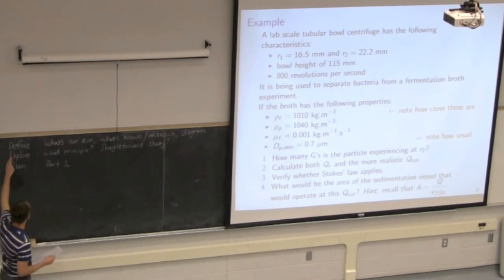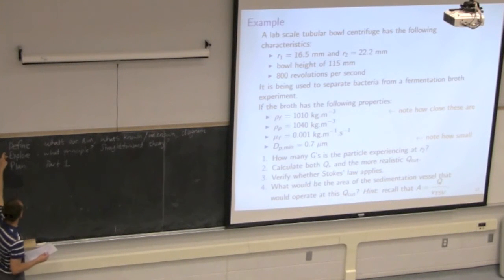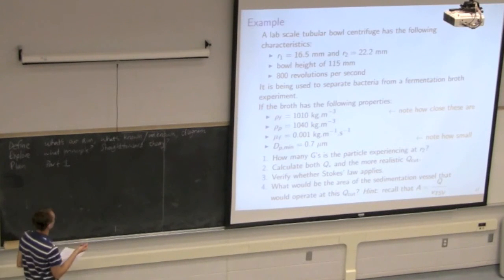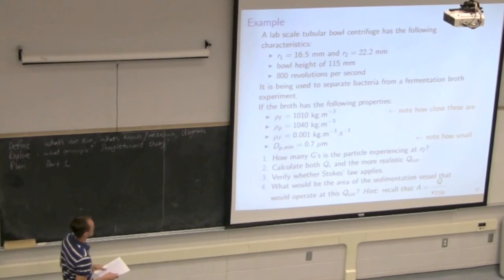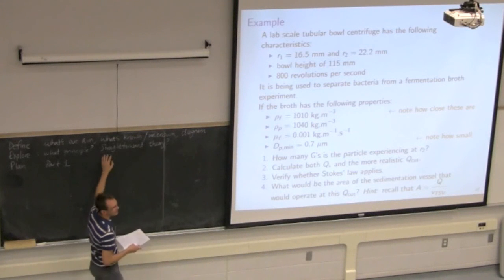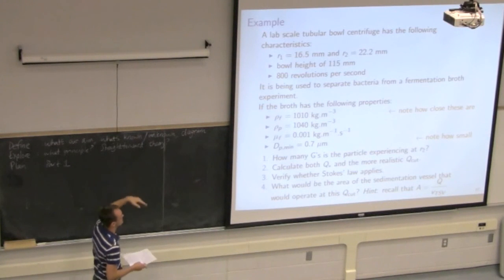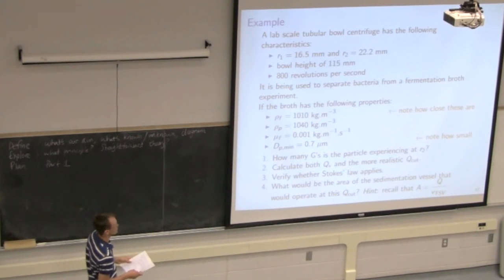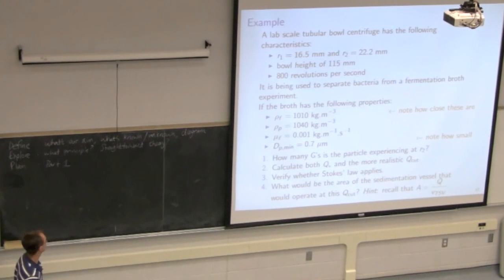So let's go, we've done the define step. Essentially, in the explore step, what is the principle of operation? Well, we've got centrifugal force occurring here. Centrifugal force is proportional to R omega squared. It looks like this question is just a straightforward application of the theory. Because we're given so much information, we can simply go ahead and use one of those previously derived formulas.